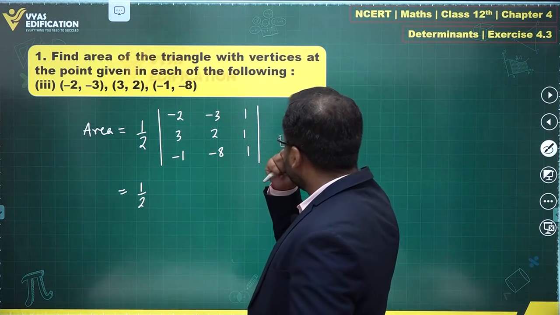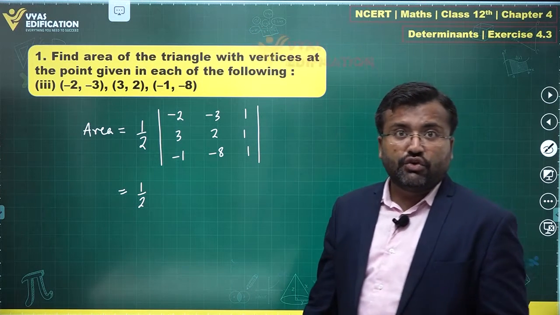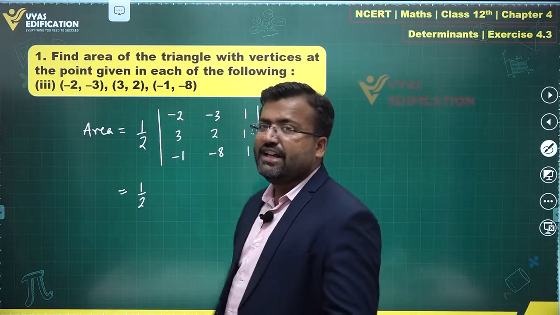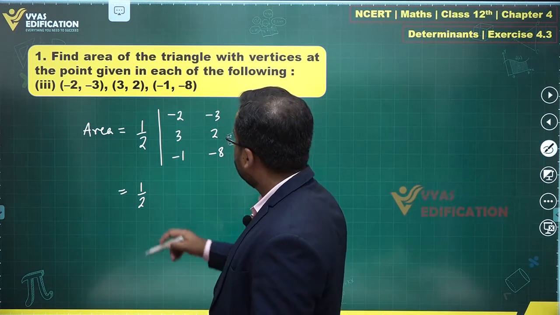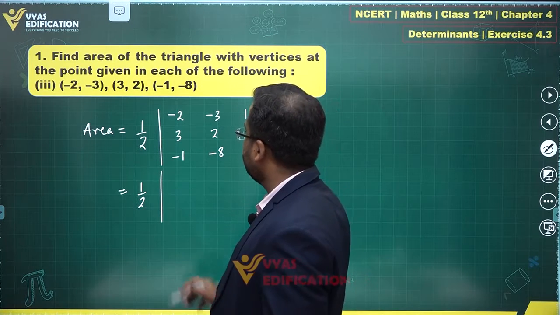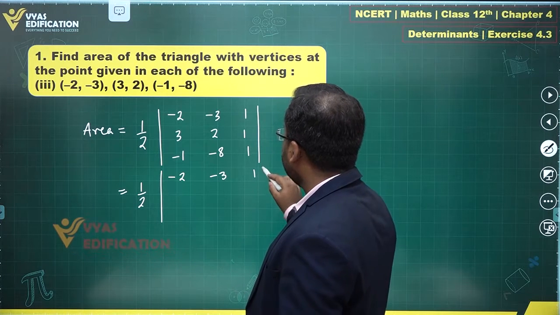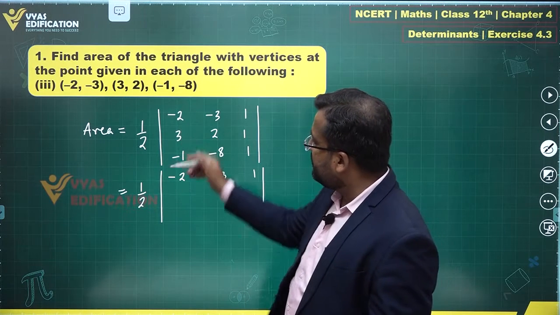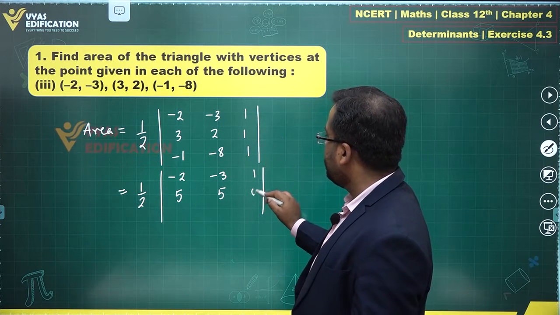And let's see, since there are a lot of ones, one thing that we can do is try to create some zeros first of all before expanding. Another idea is to expand directly without worrying about anything along any row or column. So what I would like to do is create some zeros first, right? Let's try to create some zeros. Okay, let's take minus 2, minus 3, 1, let it remain as it is. 3 minus minus 2 will become 5. 2 minus minus 3 will become 5 and this will be 1 minus 1, 0.